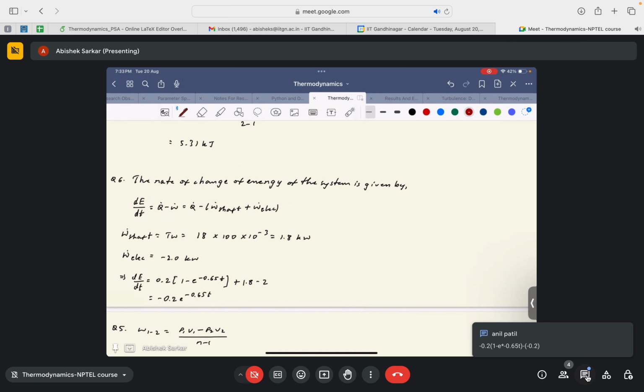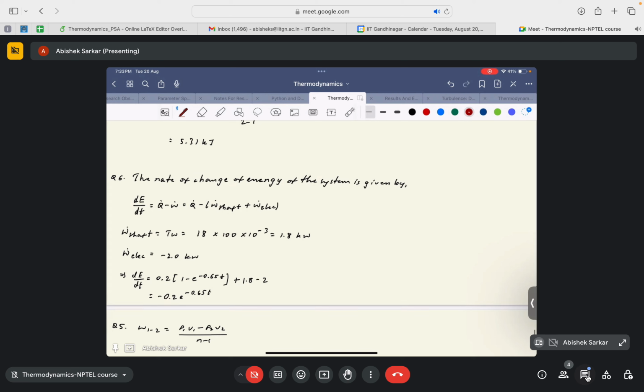Yes, exactly, that's the correct answer. Thanks Anil for the answer. Here you can see that the net rate of change of energy of the system is given by dE by dt is equal to Q dot minus W dot, where Q dot is already given by this expression. We are not writing it again and again, just writing it as Q dot for now, minus W dot shaft plus W electric. You can see that the shaft work is actually the work done by the motor.